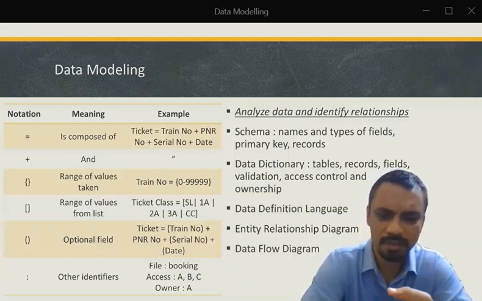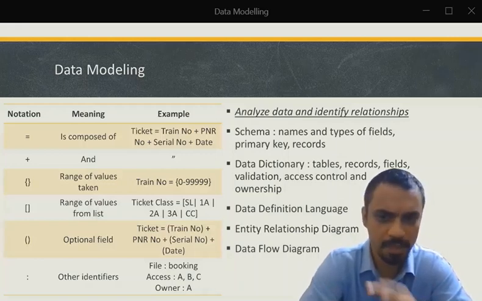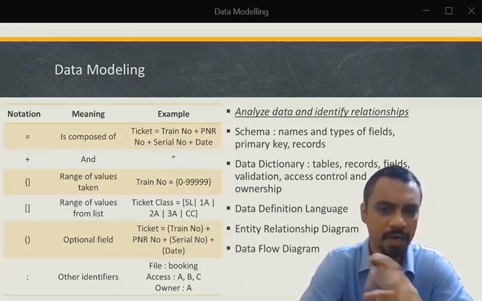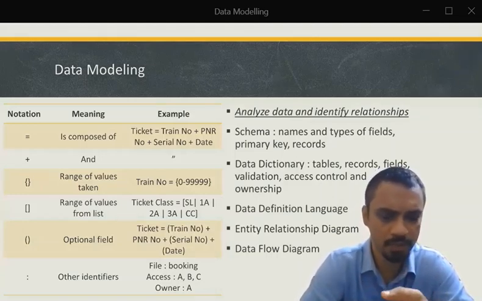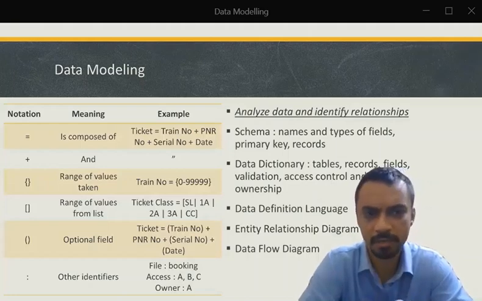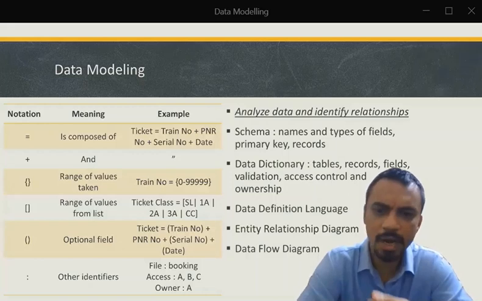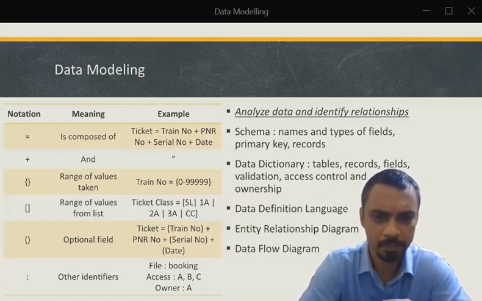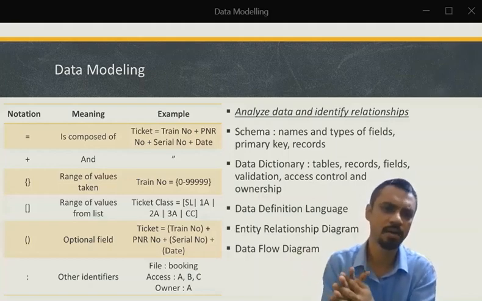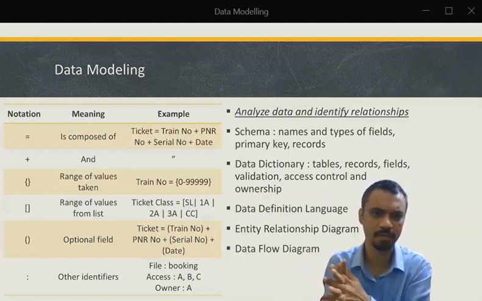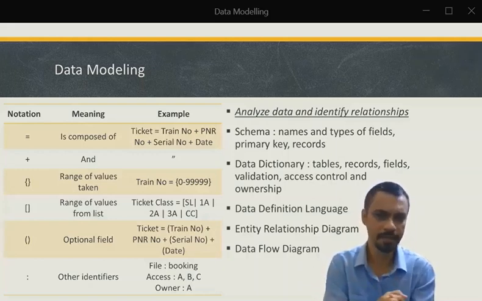Sometimes you may want to say the other things are optional fields. A ticket can be made even without a date or a train number or a serial number. In India it is not possible, but abroad you often have such things, where you get a ticket without a date. It's an open ticket. Then other identifiers, for example, what is the file name? Maybe booking.db or some such name. Who has access to it? User A, user B, user C. And who is the owner of this file or record? So this is one data modeling language which defines what different data means.